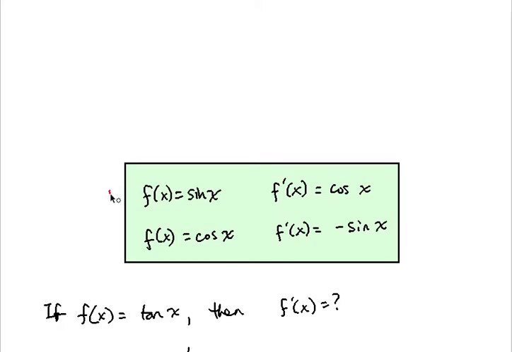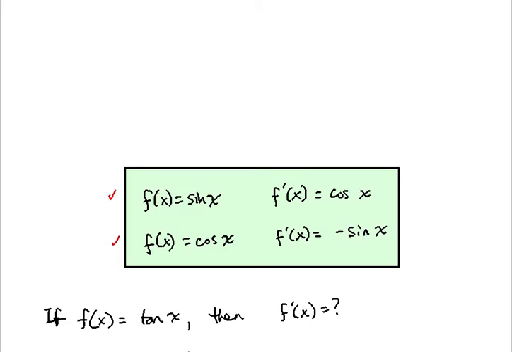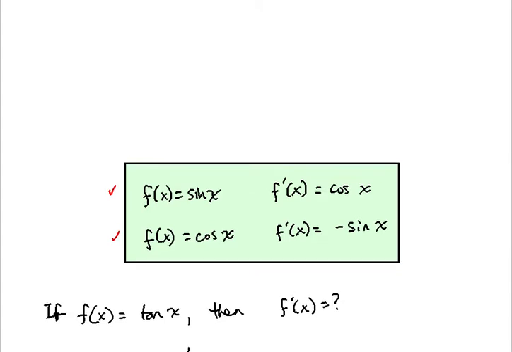So you do need to memorize these two. If I have a sine function, the derivative of that will be a cosine function. If I have a cosine function, the derivative of that would be a negative sine of x. All right. Now let's see if we can prove what the tangent function's derivative would be. All right. What is f prime of x when f of x is tangent?